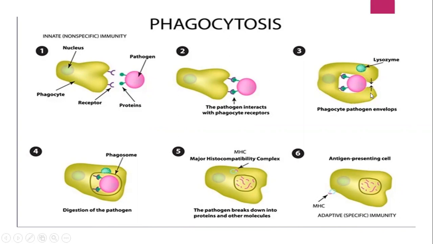Inside this phagocyte, there is an enzyme called lysozyme. This enzyme starts digesting. In this case, you can see the digestion of the pathogen going on with the help of lysozyme. And then the major histocompatibility complex will form inside the body of this phagocyte. The pathogens break down into proteins and other molecules. Then lastly, you will see that antigen presenting cells will go outside the body, which means they are presented in the form of adaptive immunity.